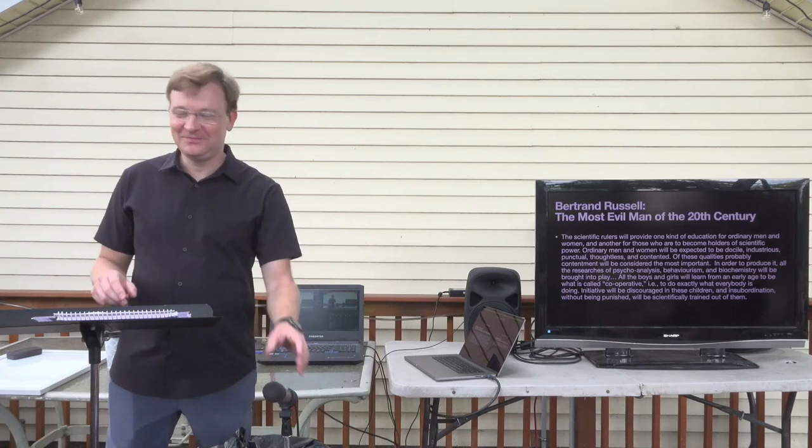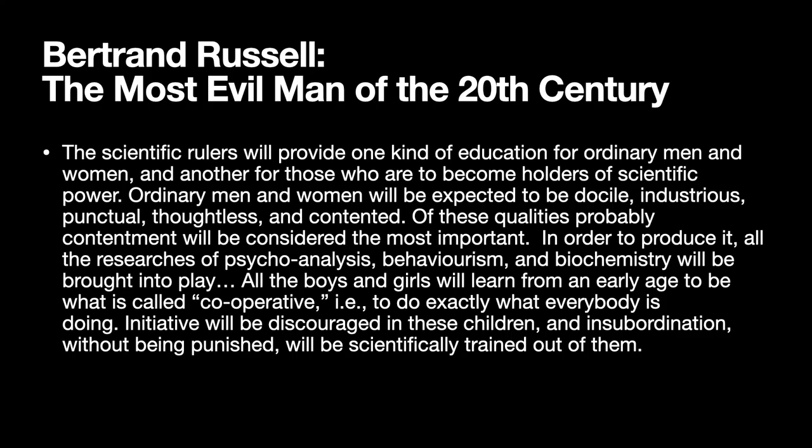Thank you. The scientific rulers will provide one kind of education for ordinary men and women, and another for those who are to become holders of scientific power. Ordinary men and women will be expected to be docile, industrious, punctual, thoughtless, and contented. Of these qualities, probably contentment will be considered the most important. In order to produce it, all the researches of psychoanalysis, behaviorism, and biochemistry will be brought into play. All the boys and girls will learn from an early age to be what is called cooperative, i.e., to do exactly what everybody is doing. Initiative will be discouraged in these children, and insubordination, without being punished, will be scientifically trained out of them.